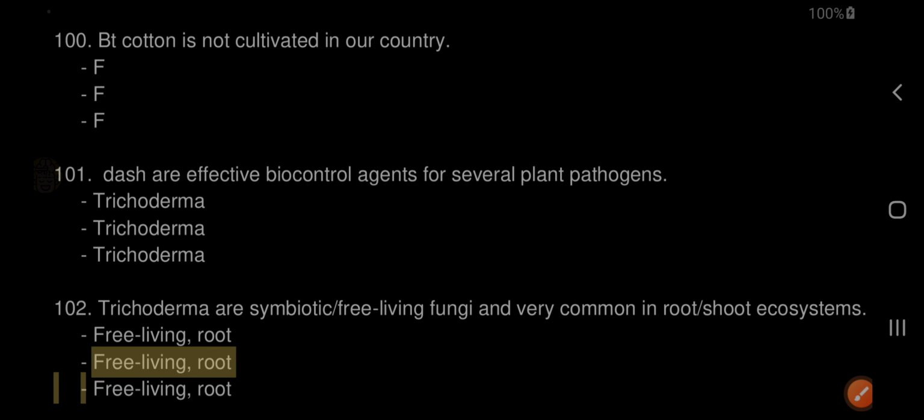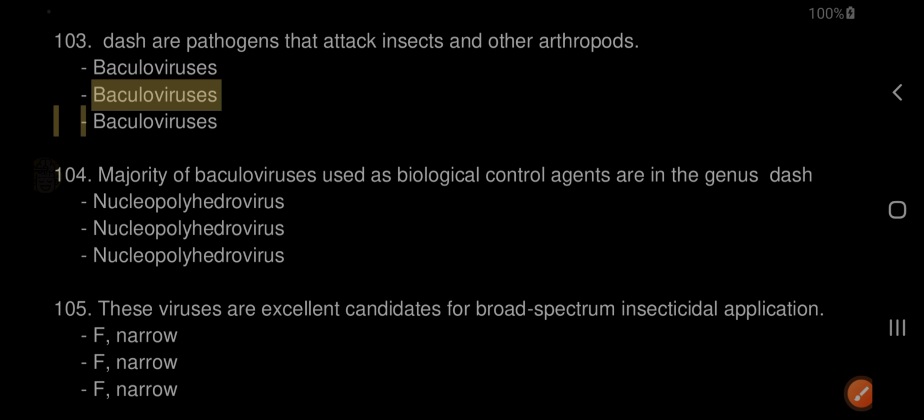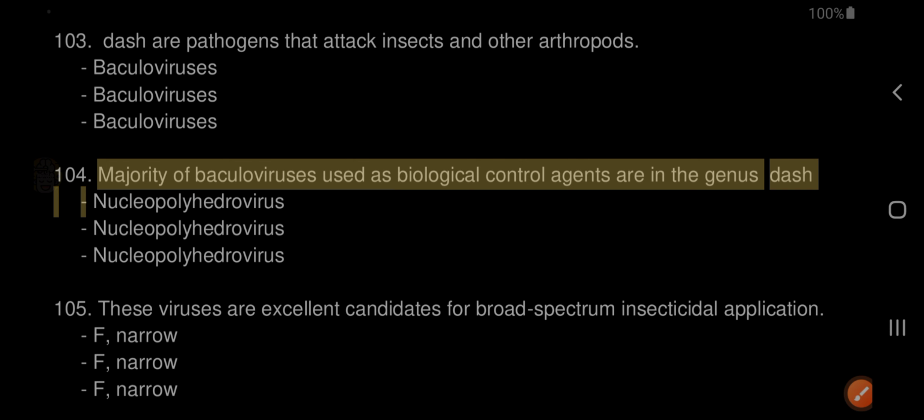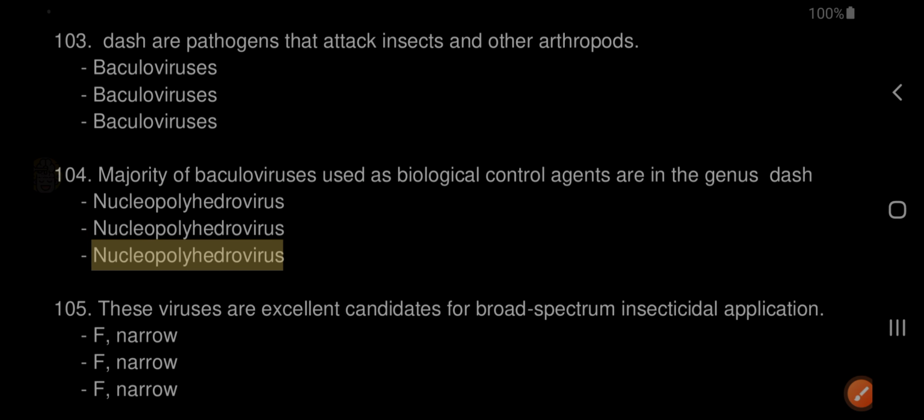103. Dash are pathogens that attack insects and other arthropods. Baculoviruses. 104. Majority of baculoviruses used as biological control agents are in the genus dash. Nucleopolyhedrovirus. 105. These viruses are excellent candidates for broad-spectrum insecticidal application. False. Narrow.